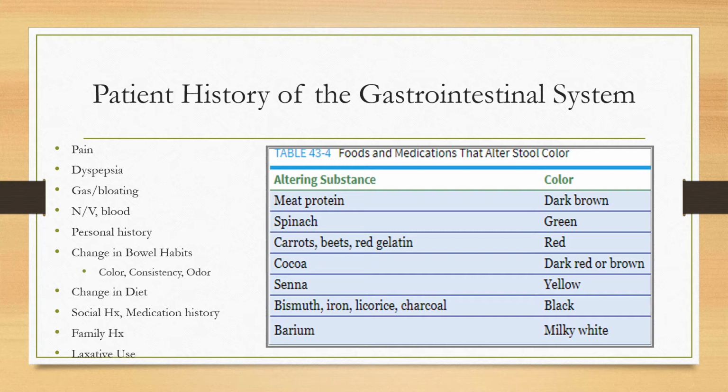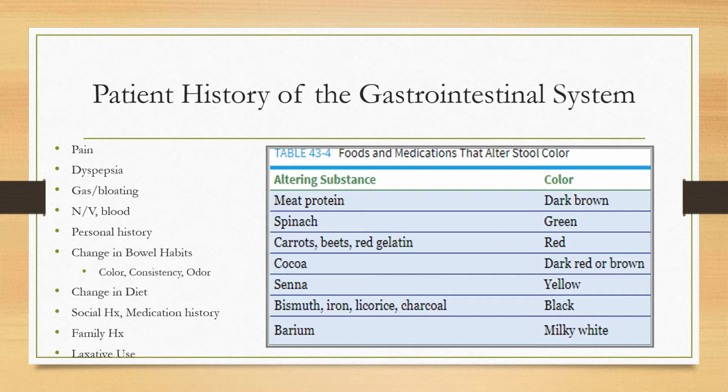Okay, change in bowel habits. When was your last bowel movement? Was it normal? Was it hard? Was it diarrhea? Was there blood with it? Okay. Change in diet. Are you hungry? When's the last time you've eaten? Has your diet changed at all? Are you traveling and that's why your diet's changed? Okay. Medication history. Have you started any new medications? Have you been on antibiotics recently? Okay. Do you take NSAIDs or aspirin every day?